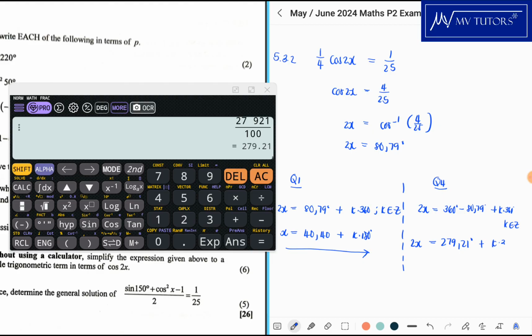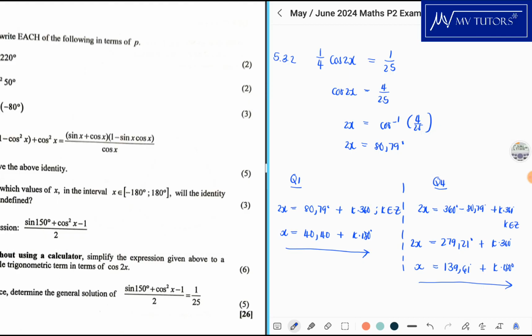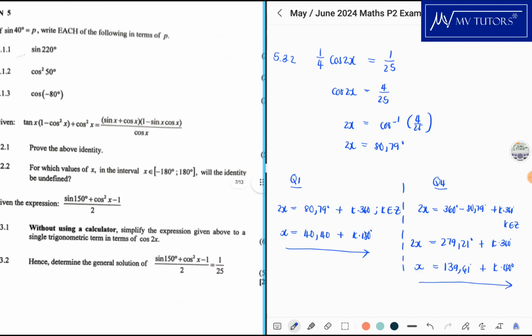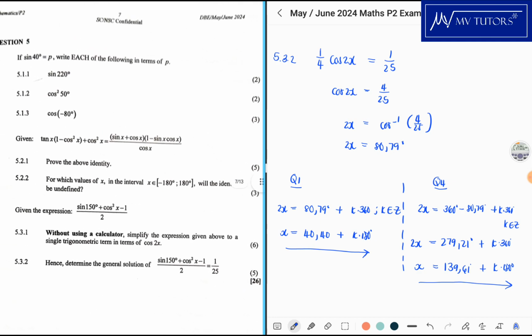plus k times 360. And then I'm going to divide by 2. So I get 139.61 plus k times 180. Okay, so if you had divided by 2 earlier, you would have forgotten to divide by 2 over there. That's why I say keep the number in front of x where it is until you start getting the general solution. So yeah, there we go. That is the general solution of that expression. And that's it for question 5.